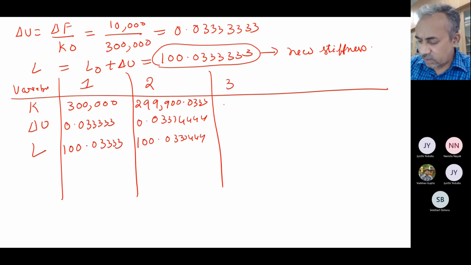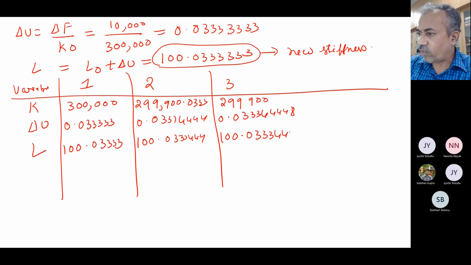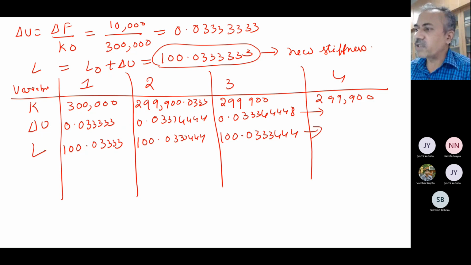Now the third iteration. Once again you have to do all the calculations: 299,900, then 0.03333 44448 something it turns out to be, then 100.0333444. Almost it is converging here. Now this also 299,900 actually, almost everything remains the same. Almost we have reached the convergence in the 4 iterations actually.